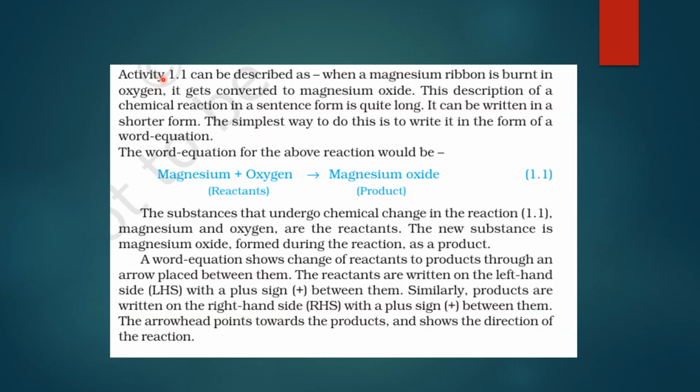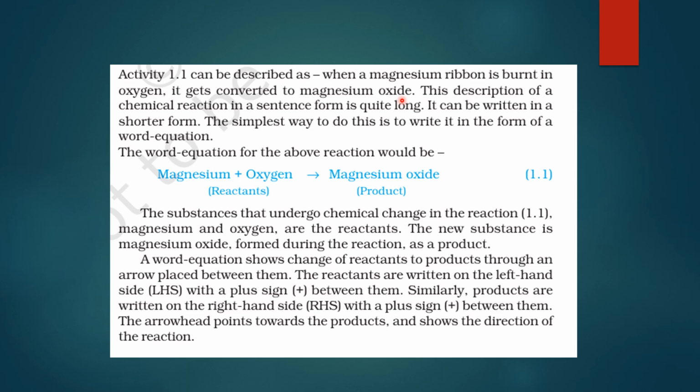Let us recall the activity 1.1 which we discussed in the previous lecture. अगर आपने पहले वाला lecture नहीं देखा तो just go through that, you will understand this thing better. तो activity 1.1 में हमने क्या किया था? When a magnesium ribbon was burnt in oxygen, it got converted into magnesium oxide.